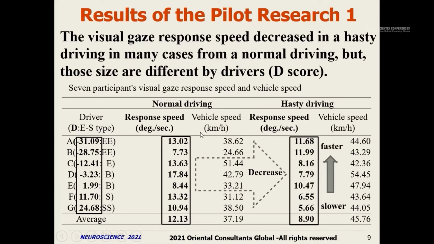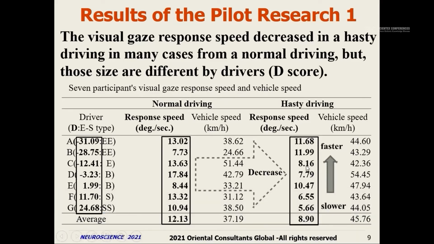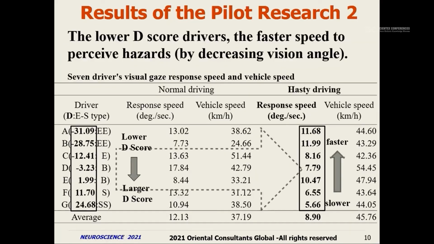Visual gaze response speed decreased from normal driving to hasty driving in most cases, but those sizes are different by drivers, which means D-score. So the lower the D-score, the faster the driver perceives hazard even with decreased vision range.